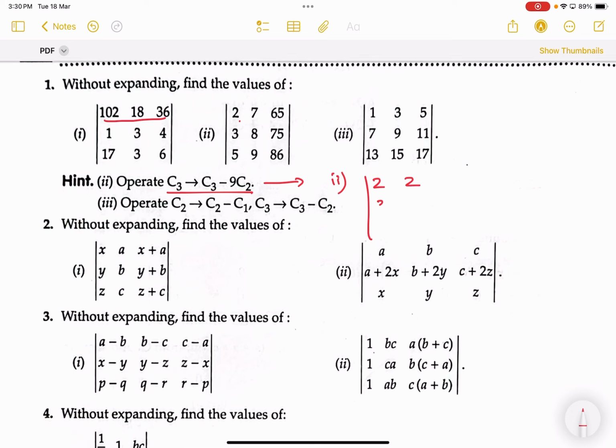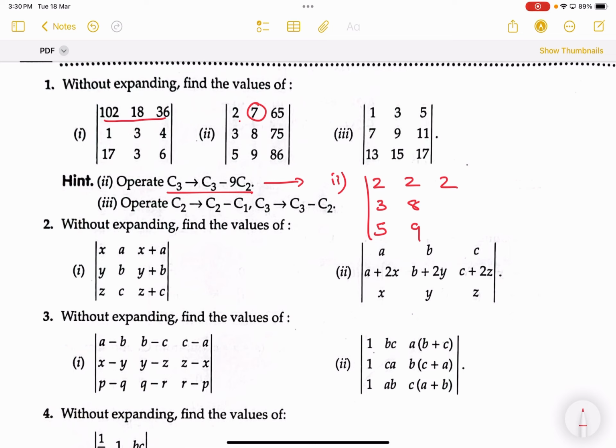Question number 2. See 2, 7, 65, 3. What can you do with this? They have already given a clue. C3, column C3, subtract 9 times C2. Shall we do that? According to this, what will be the answer? C3. So these two will be as they are. Only C3 we are replacing. So C3 minus 9 times of C2. Subtract 9 times of 7 is 63. 65 minus 63, 2. Understood?